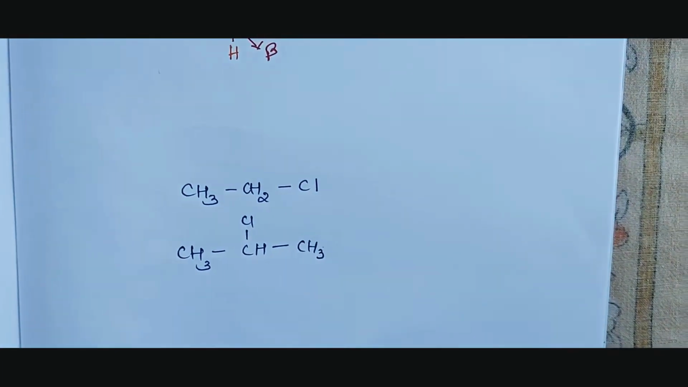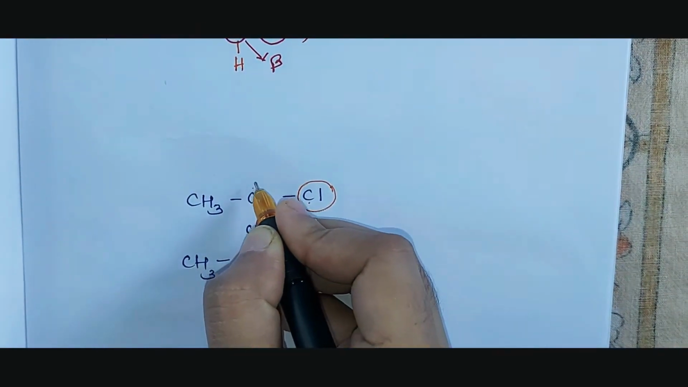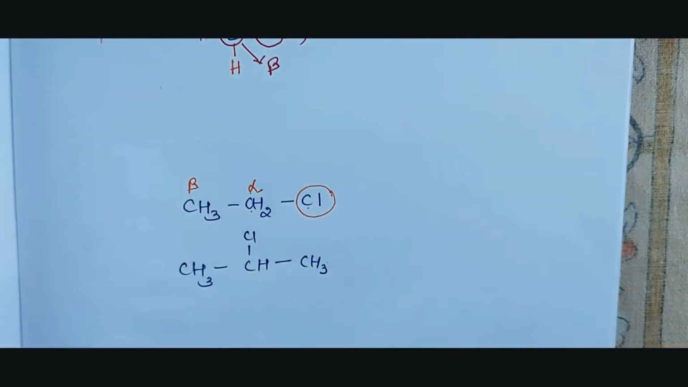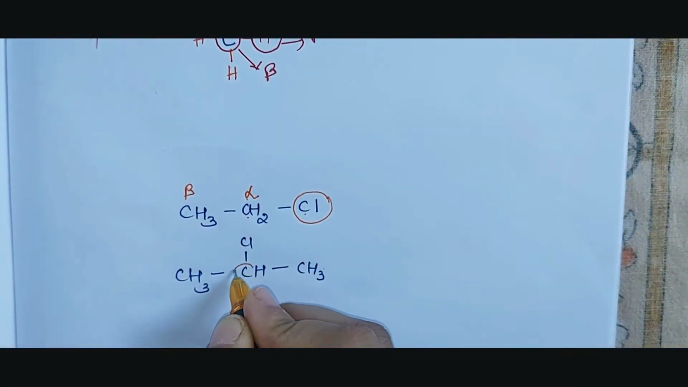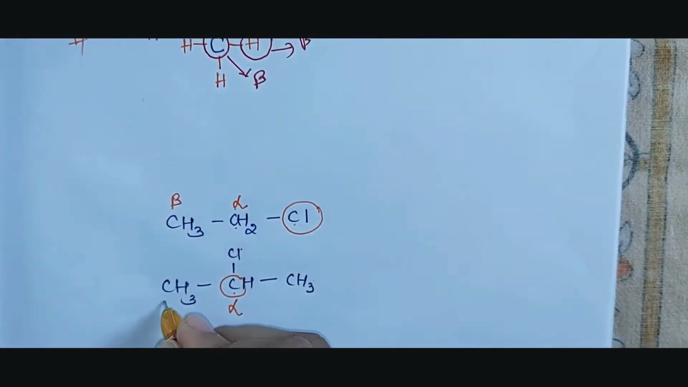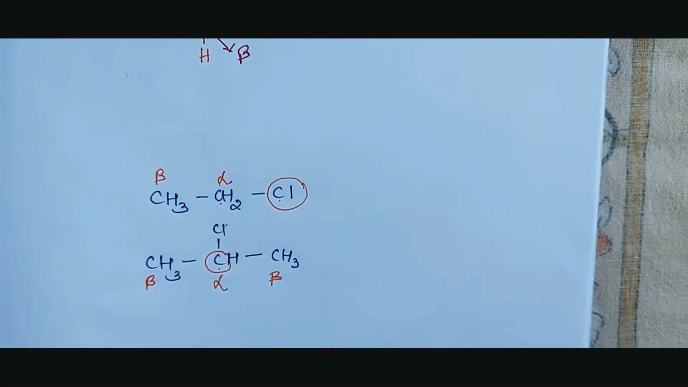Consider the example ethyl chloride. The chlorine bonded to the carbon atom makes it alpha, and next to it is beta. Then in the next example, you will see that the carbon to which the halogen is bonded becomes alpha. On either side you can see there are 2 carbon atoms, so both can become beta carbon atoms. So let us consider an example.